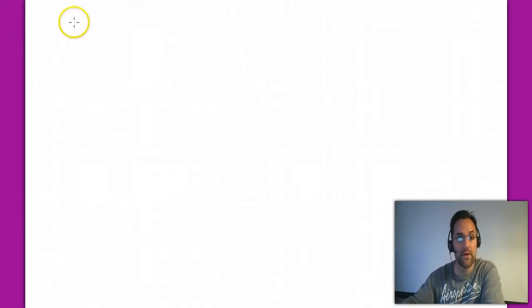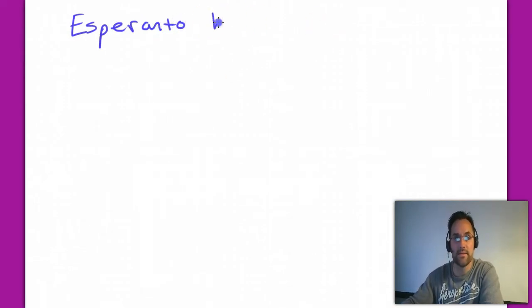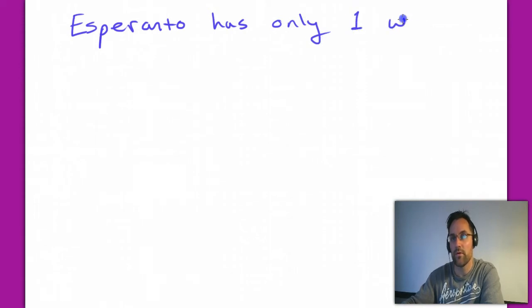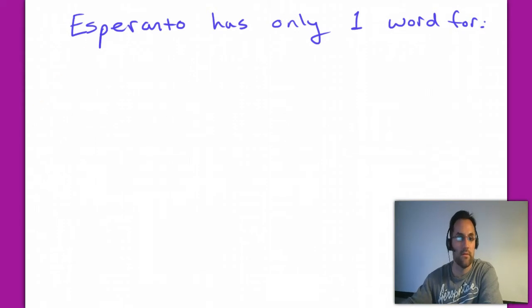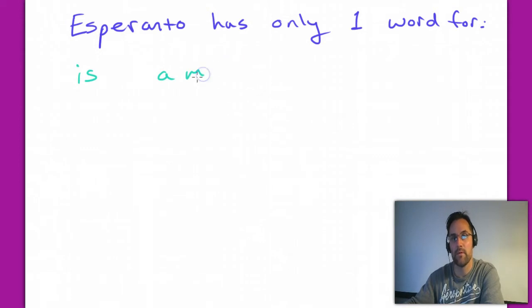So, today we're going to talk about the fact that Esperanto has only one word for is, am, and are, okay? And we're going to look at some examples of Esperanto having only one word for is, am, and are.